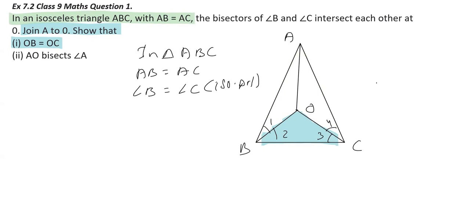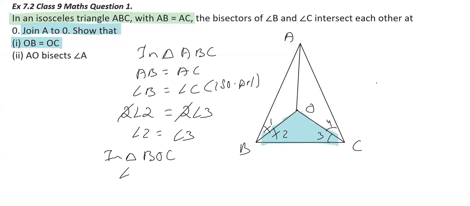As you can see, we can replace this angle B with twice angle 2, as it is a bisector and angle 1 and angle 2 are equal. So on the other side, angle C can be replaced with twice angle 3. Let's cancel these two. So we got angle 2 is equal to angle 3. Now, in this triangle, that is triangle BOC, what we have obtained is angle 2 is equal to angle 3. So this implies that when two angles are equal, then their opposite sides, that is OB is equal to OC, using the same property called the isosceles property.